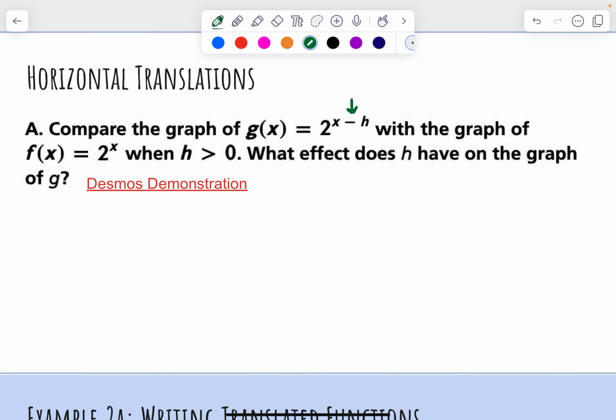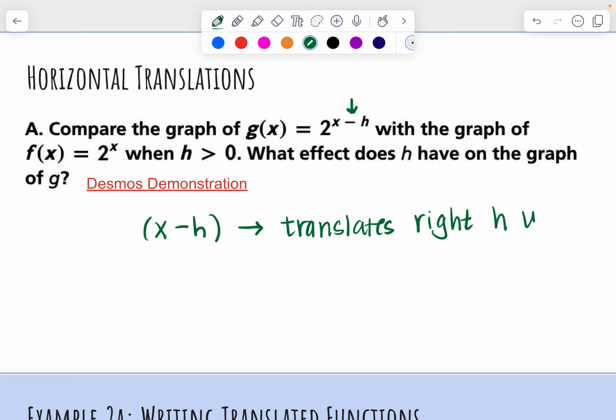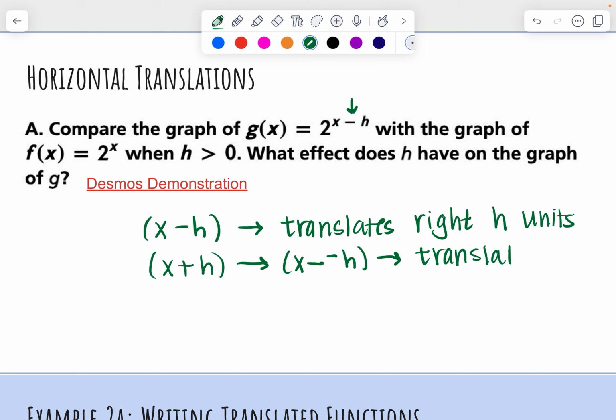So if we have to the power of x minus h, it translates right h units. And if we have to the power of x plus h, that's the same as saying x minus negative h, which makes it translate left h units.